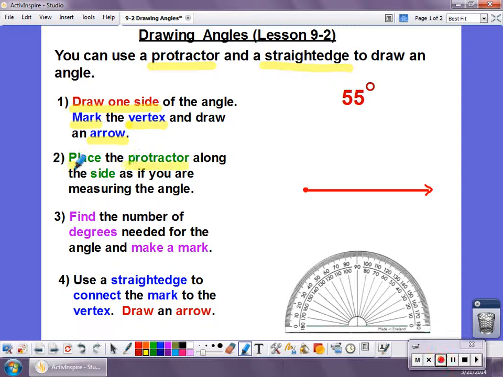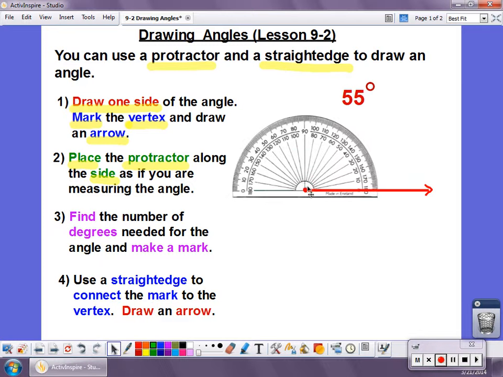Now the second step is that I'm going to take this protractor and put the protractor along the side of this ray that I've done as if I were going to measure an angle. Now there's no angle here for me to measure just yet, but I do want to line it up just like that. Now the next step is I want to look at how many degrees I want for this angle, and I'm going to mark it.